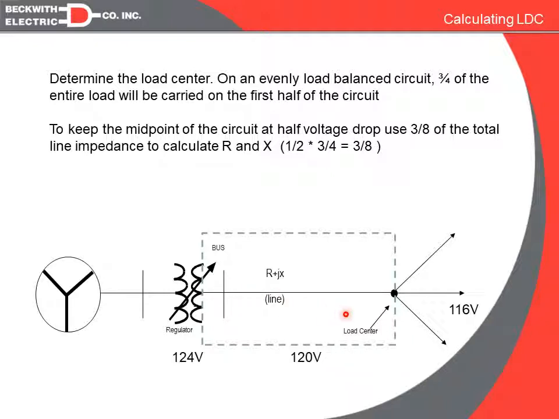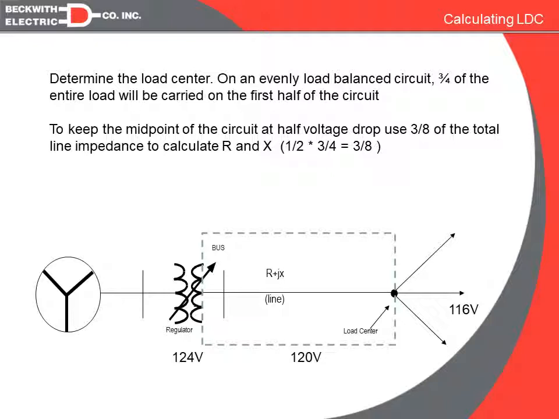Once we determine that, then we're going to calculate the impedance to that position. So some utilities will use the 3/8 rule, where since 3/4 of the current is in the first half of the circuit, to find the midpoint of that, we would take 1/2 times 3/4, and it would be 3/8. So 3/8 of the way down the circuit would be where we would determine our load point to be, and that's where we would calculate the impedance to that point.